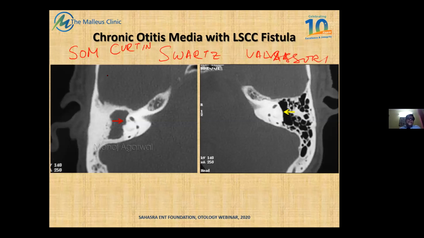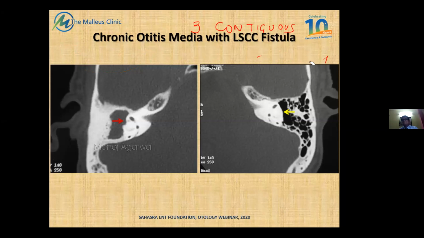So it is very, very clearly mentioned, especially in Som and Curtin, that if you find a dimpling on an axial section in 3 contiguous slices, then it is a definite fistula. If in 1 or 2, the chances are very high. But if on 3 contiguous slices of axial section you find a dimpling in the region of the lateral semicircular canal, you can be rest assured that the patient has a fistula over the lateral semicircular canal.